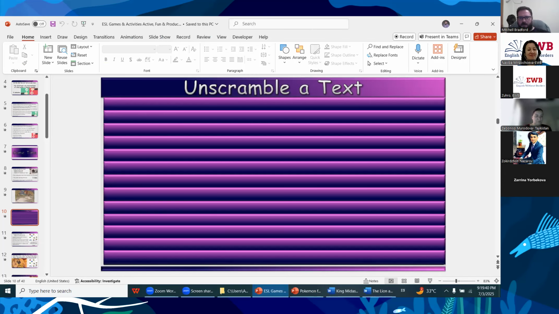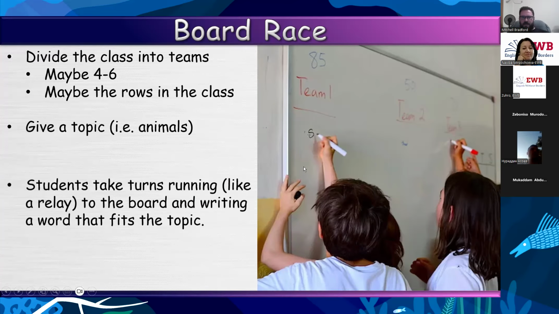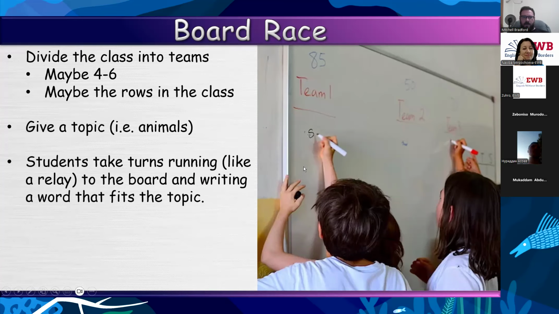You give a topic like animals, and then the students come up for their teams, like team one, team two, team three, and they write as many animals as they can think of. They take turns running. It's like a relay to the board. Write a word that fits the topic. This works well for classes that are quite big. Maybe you have like 10 students in like 5 or 4 rows.